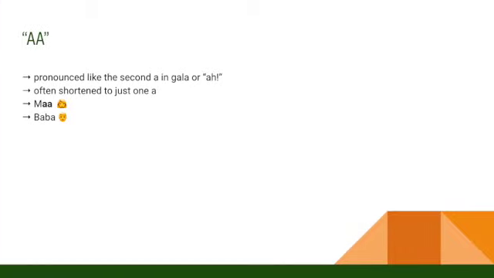Ah. So this is pronounced like the second A in gala, or just the sound of surprise, ah. It is a longer A sound, so you should keep that in mind, but sometimes it is shortened to just one A. And we have ma, which is an example of the regular convention, it means mother. We have baba, which is an example of the broken convention, because it only has one A for each, but it's pronounced the same way.